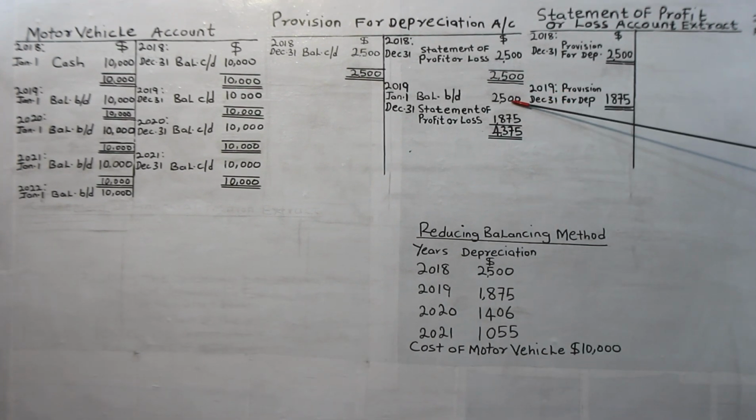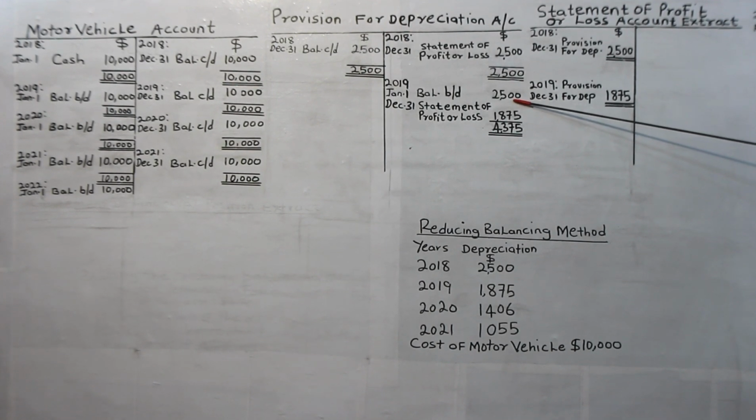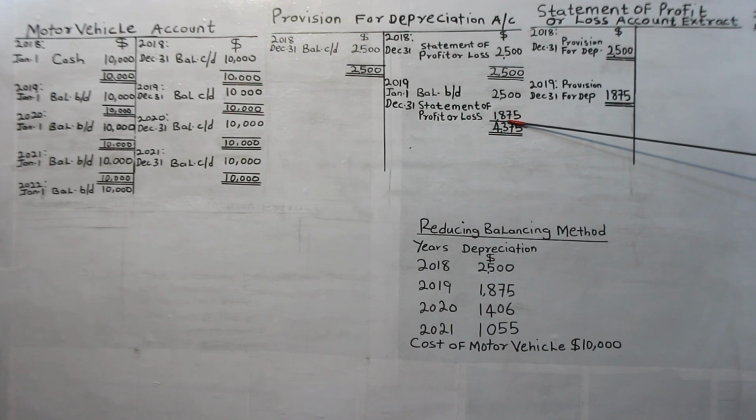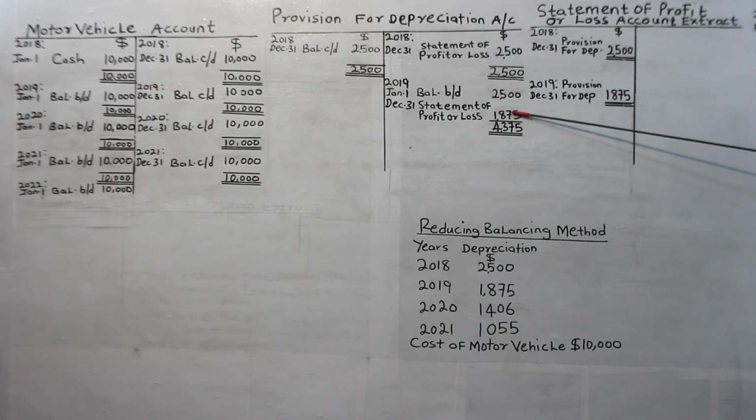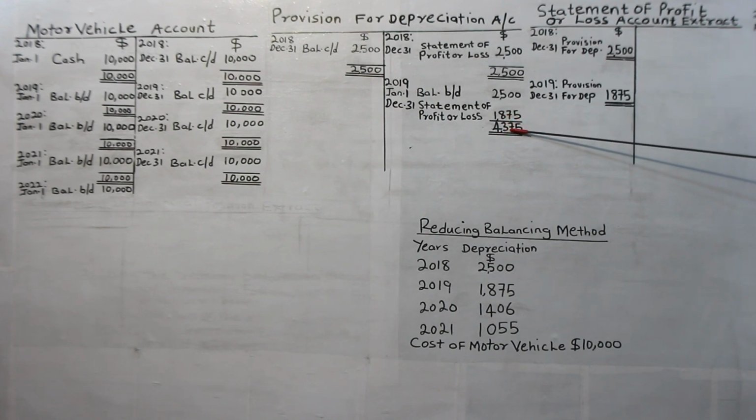Now if you add 2,500 depreciation of the previous year brought down and 1,875 depreciation of the current year 2019, the two will give us 4,375. So in year 2, 2019, the two amounts from 2018 and 2019 are now accumulated to give us 4,375. And that is why this account is called accumulated depreciation account.